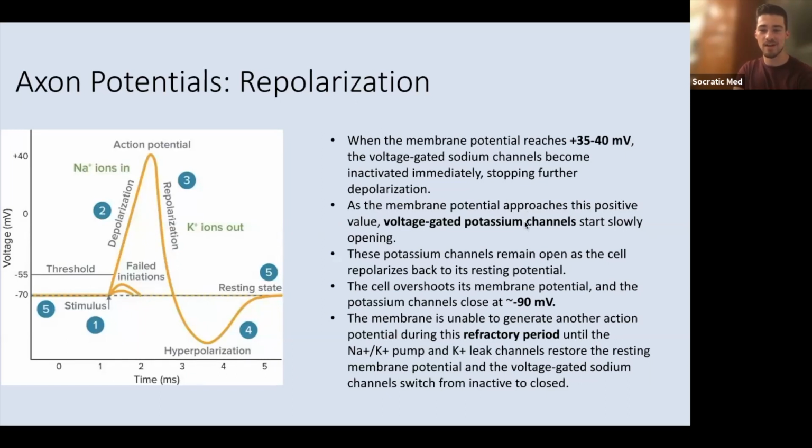So in the absolute refractory period, it is impossible to generate another action potential because the sodium-gated ion channels are inactive. There's a quick period where the sodium-gated ion channels become active again, but we are not yet at the -70 resting state. That small period is the relative refractory period, where it's possible to generate another action potential. It just takes a little bit more energy, a little bit more input.